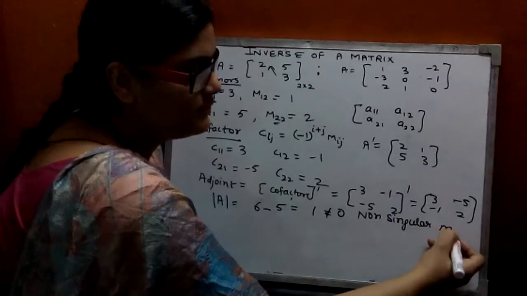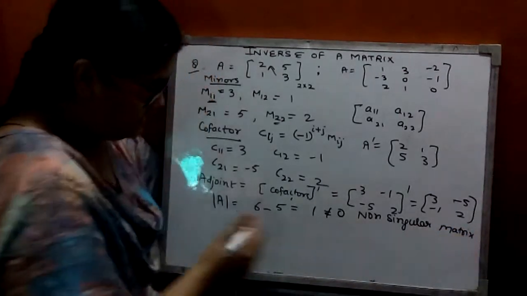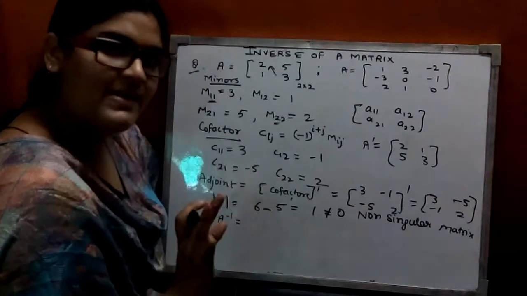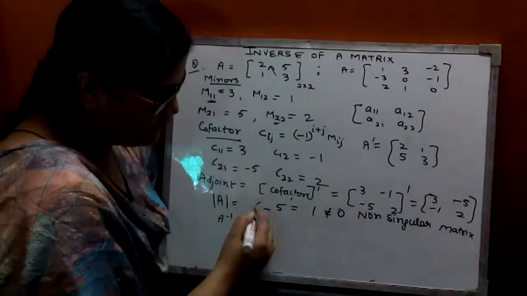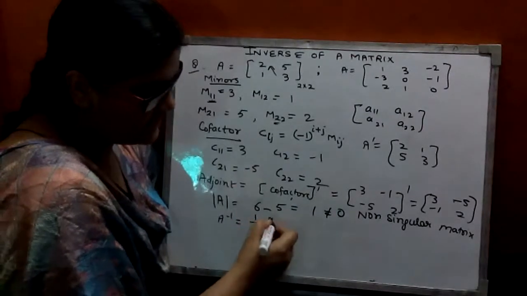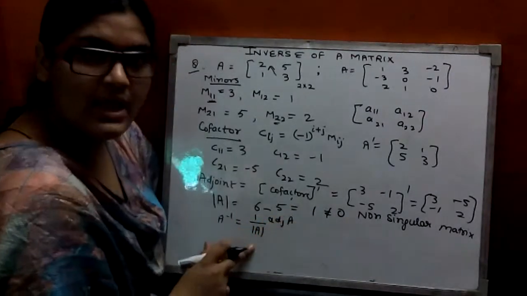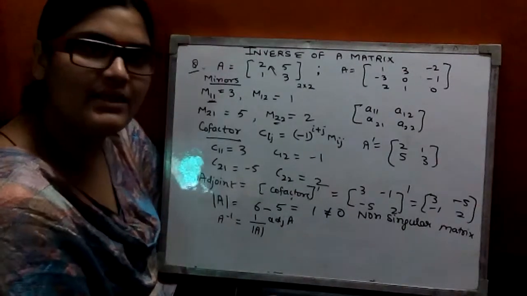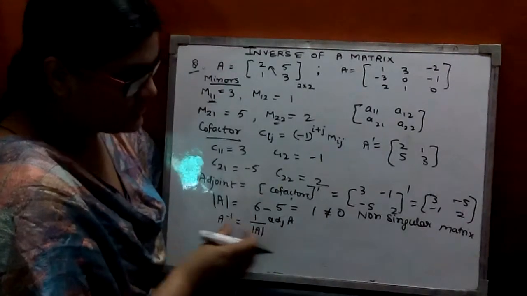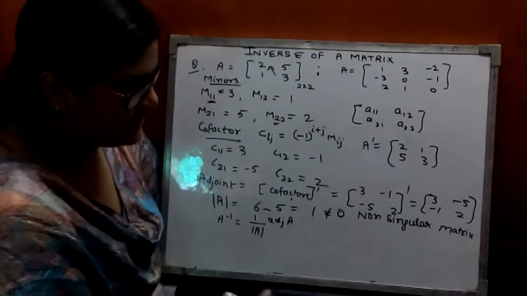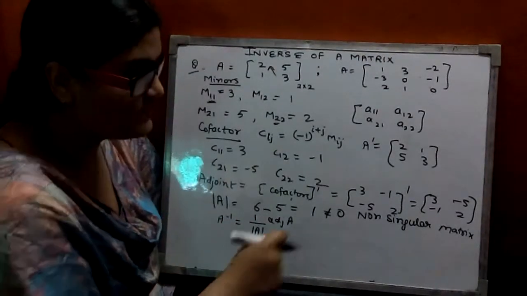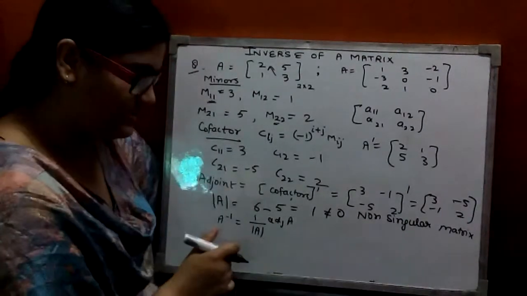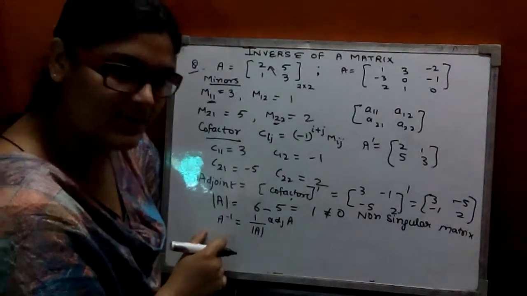For a singular matrix, if we have to find the inverse, A inverse is 1 upon the determinant of A times the adjoint of A. And you know, if the denominator becomes 0, it becomes an indeterminate form. So how can we find the inverse of any matrix whose determinant, that is the denominator, is 0? That's why it is essential that it be a non-singular matrix for the existence of the inverse.